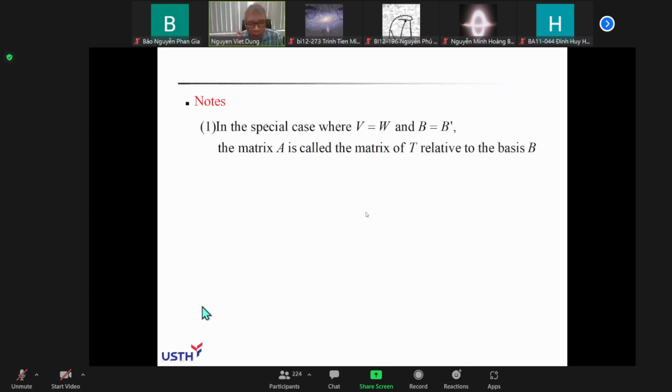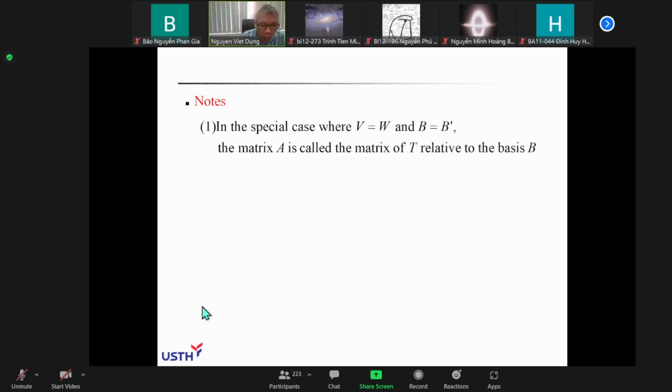In the case where the domain and codomain are the same, meaning V equals W, usually we choose the basis B on both sides. B is on the domain and the codomain. And in that case, the matrix A will be called the matrix of T relative to the basis B, because now we have only one basis for domain and codomain. We don't have to say anything more.